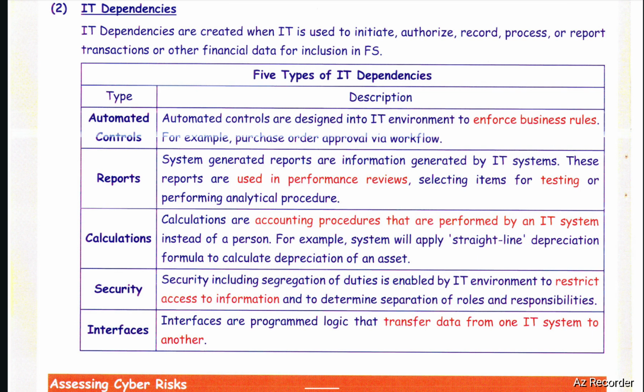For example, the system will apply a straight line depreciation formula to calculate depreciation of an asset. Fourth one, security. Security, including segregation of duties, is enabled by the IT environment to restrict access to information and to determine separation of roles and responsibilities. Interfaces. Interfaces are programmed logic that transfer data from one IT system to another.